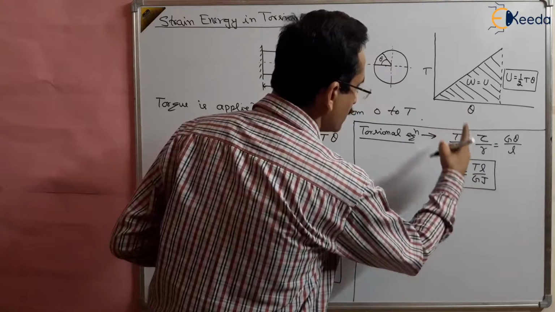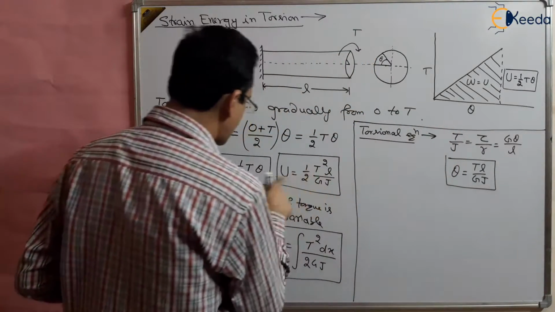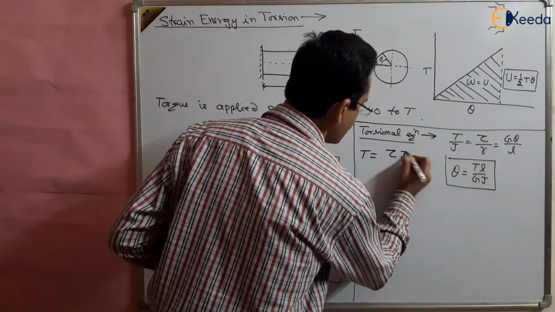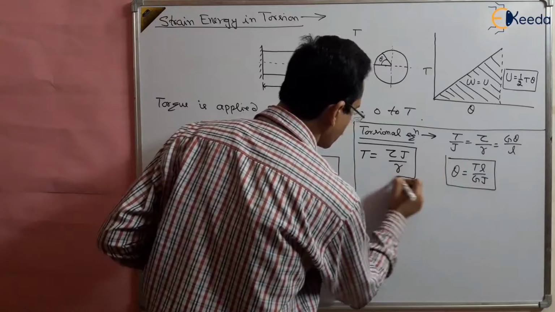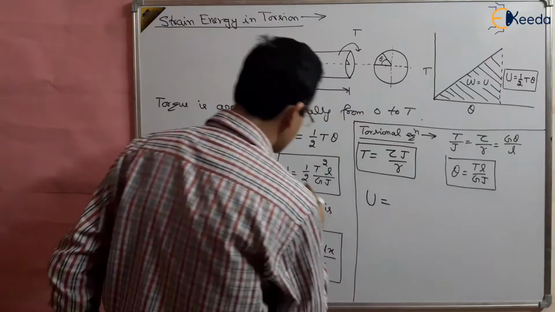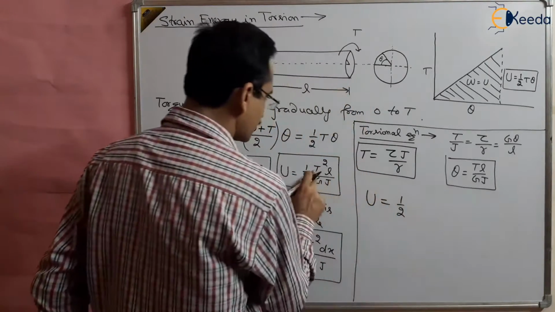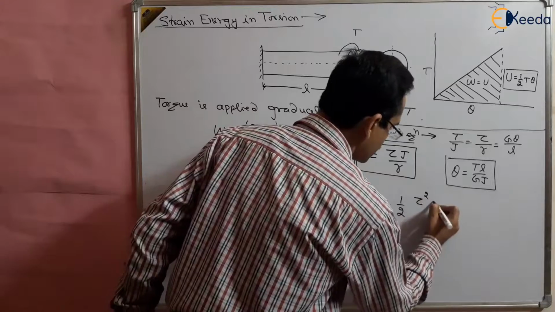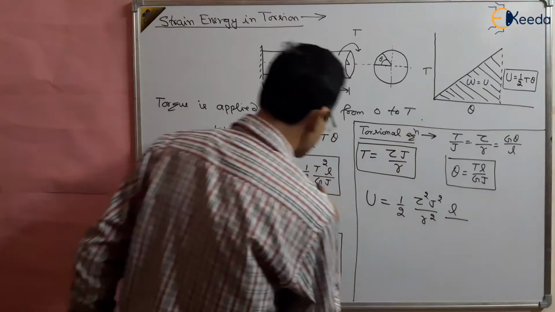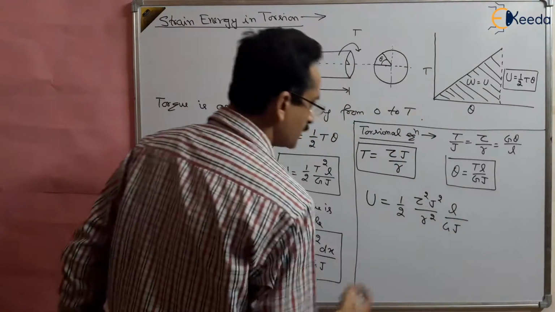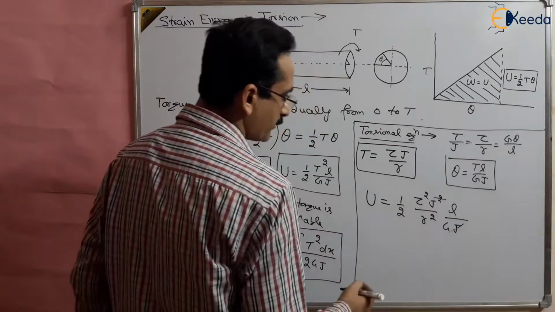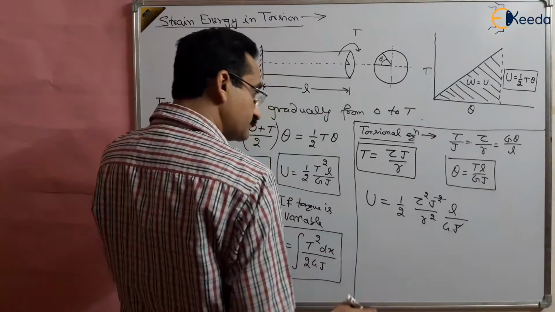From here the torque can be written as T is equal to tau J upon R. This is the torque from this equation. Replace this, so you will get the shear strain energy as half T square, that is tau square J square upon R square, into L upon GJ. J and J will cancel out, one J will be cancelled out. What we are getting is tau square.